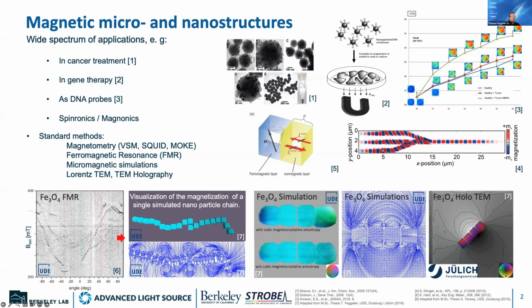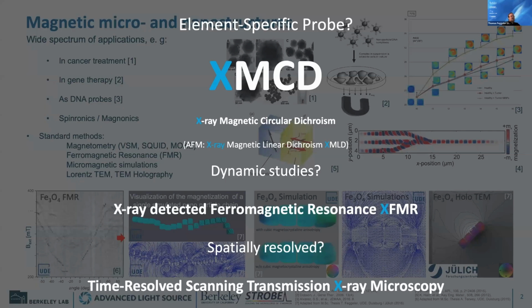in addition, TEM holography on Fe3O4 nanoparticles. And these techniques are all really great. What they usually all lack, except for energy resolved TEM, is element specificity. And here comes the X-ray magnetic circular dichroism, and of course, for antiferromagnetic materials, the linear dichroism comes into this.